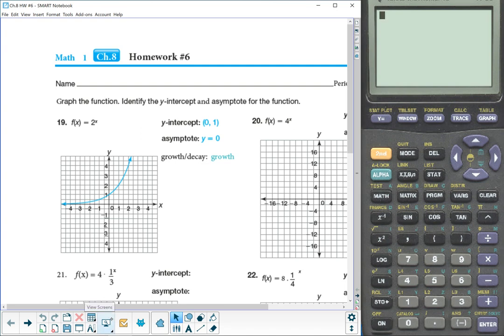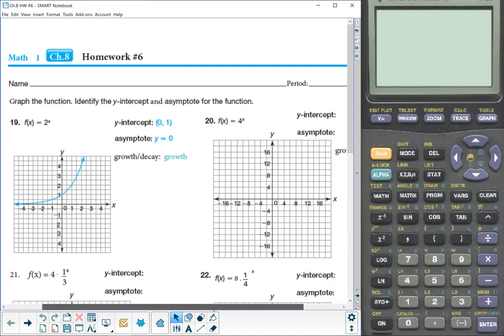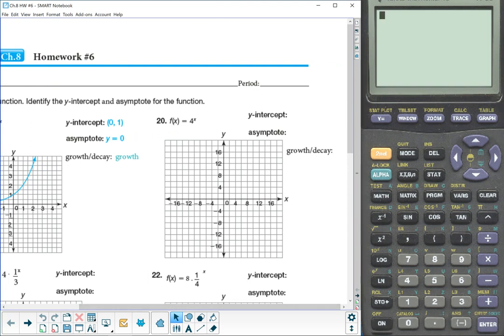You look at that. To the x power, they graphed it. They did the y-intercept. They did the asymptote, which is y equals 0, and they did the growth or decay. This is a growth function. Growth is just an increasing function. Decay is a decreasing function. All right, that's all you have to do, at least on this assignment.